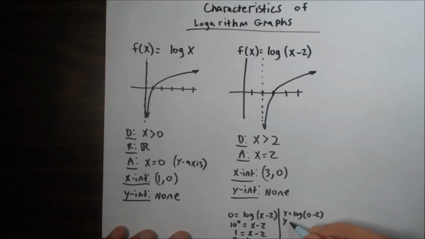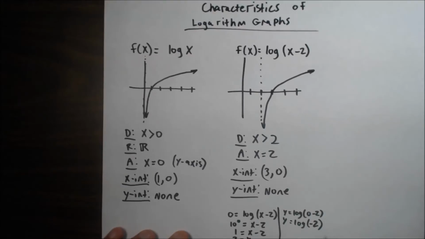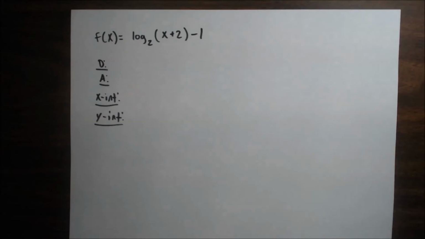Okay, well, what does that mean? y equals log of negative 2. Okay, what power of 10 is going to give me negative 2? There isn't one. This part right here can't be negative, just like the base can't be negative. There's no power of 10 that's going to give me negative 2. So in that case, there is no y-intercept. There's the algebraic way of figuring that out.